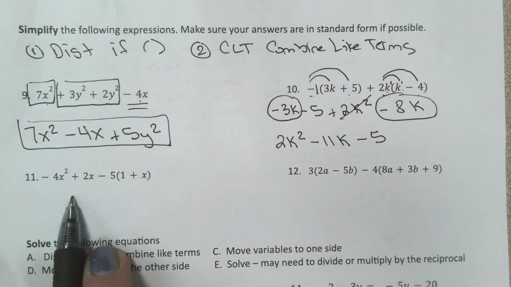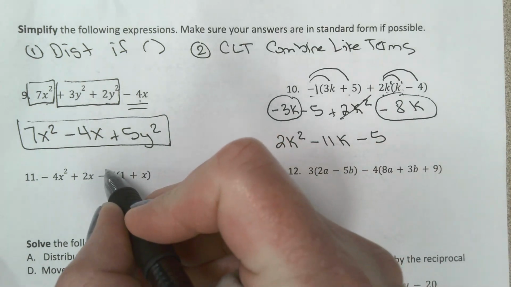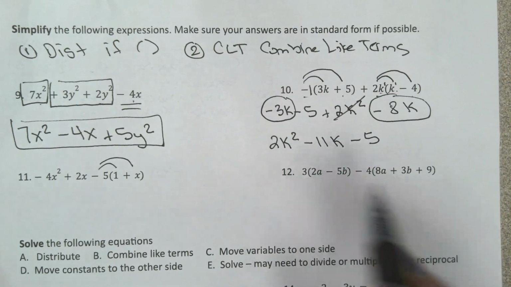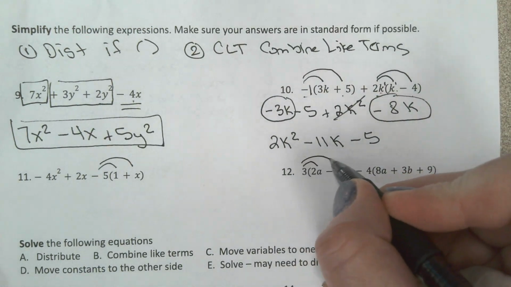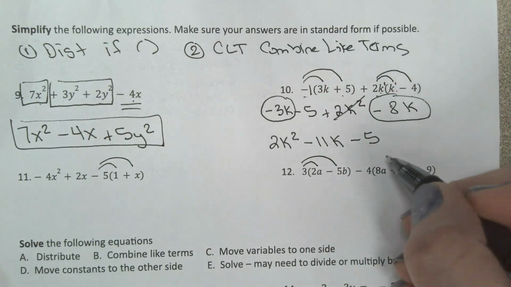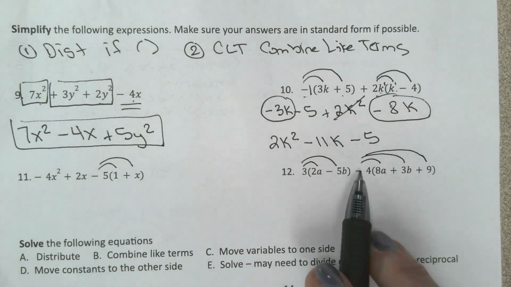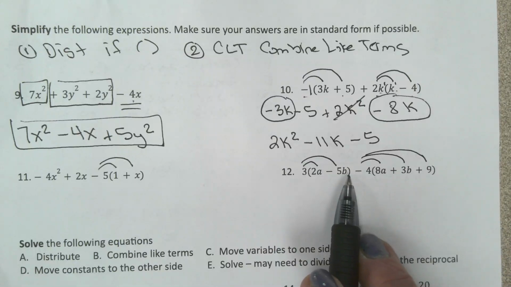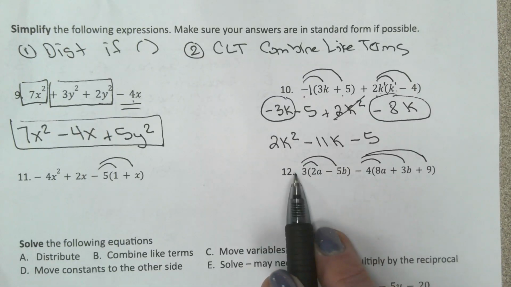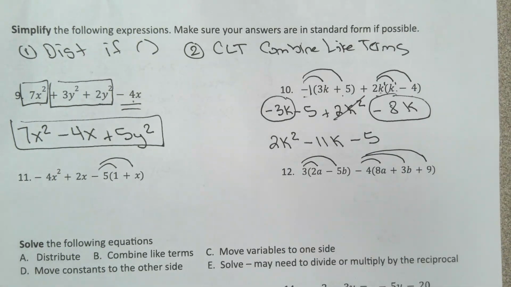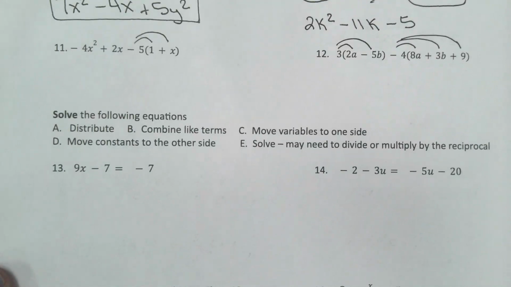When you do number 11, that negative 5 right there is going to get distributed to both of them. Number 12, we're going to distribute the 3 into that parenthesis, and we're going to distribute the negative 4 into that parenthesis. So you need to realize that the distributing job is done when you come to the end of the parentheses. Check my notes for the answers.